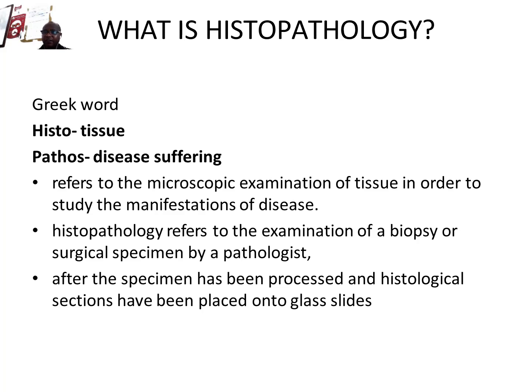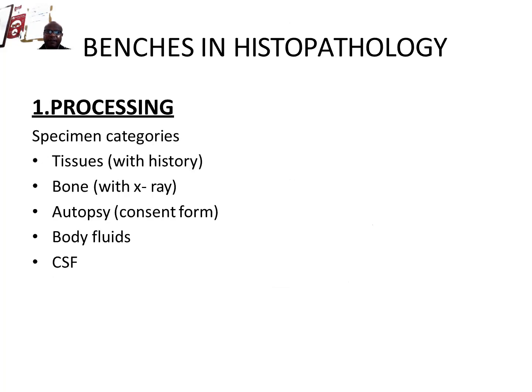So histopathology refers to the examination of a biopsy or surgical specimen by a pathologist, after the specimen has been processed and histological sections have been placed onto glass slides. The number one question is how you process these specimen tissues. You take the history for histology, and you take a consent form from the person whose specimen is to be taken. You also study things like body fluids, such as semen, amniotic fluid, and cerebrospinal fluid.